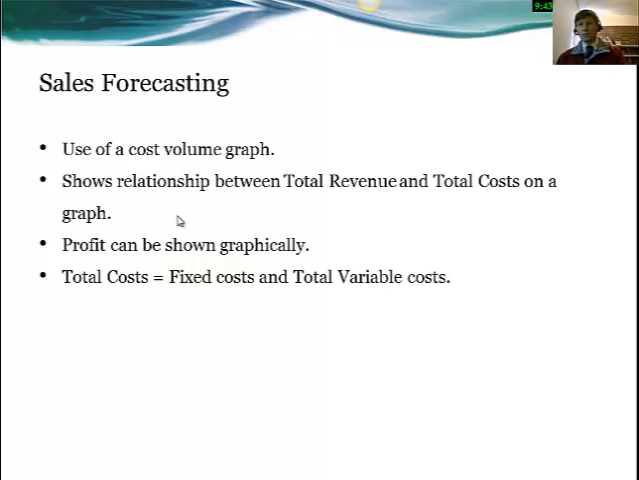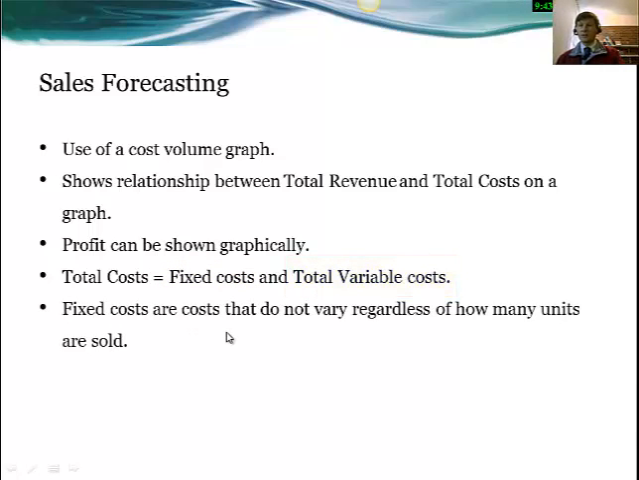When we look at the costs, we've got to distinguish between fixed cost and total variable costs. Fixed costs are the costs that do not vary regardless of how many units are sold. For example, I have to rent my premises. It doesn't matter if I sell 1 unit or 1,000 units. I have to pay my staff, I have to pay insurance, and so on.